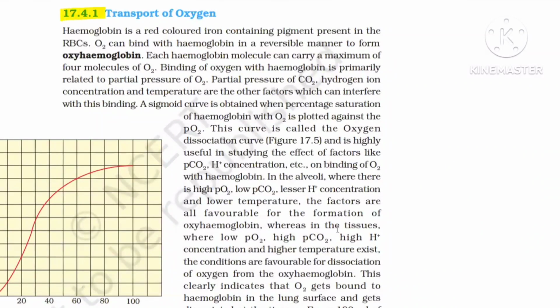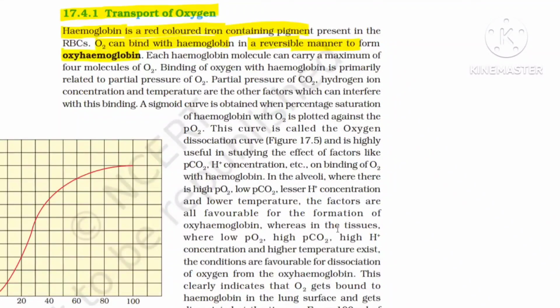Now, see, first of all, transport of oxygen. You know very well hemoglobin. Hemoglobin has two things. One is globin, another is heme. Globin is the protein part, heme is the non-protein part, which is a cofactor and it is prosthetically attached. It contains iron, that is why it is red in color. This much is clear. And oxygen will bind with hemoglobin in a reversible manner. It is not irreversible, it is reversible.